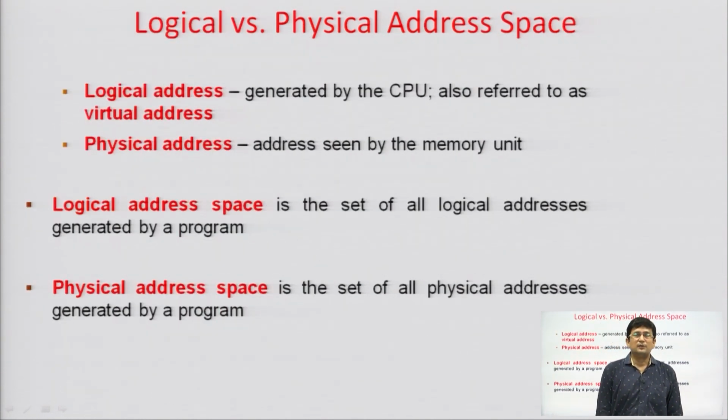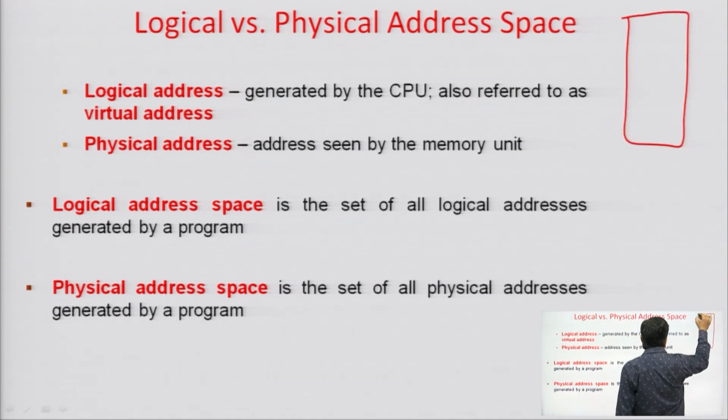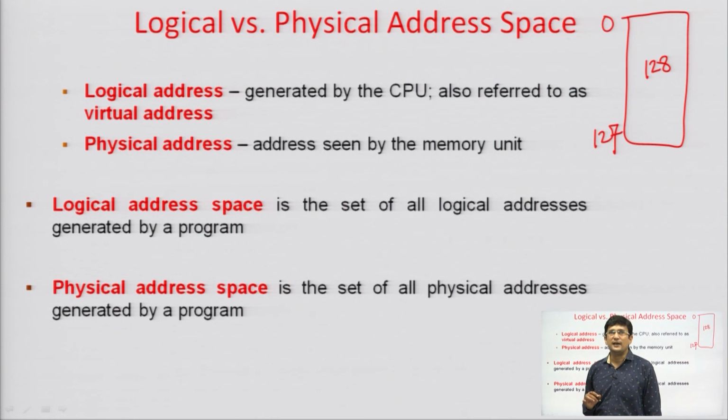Now, we have discussed the logical and the physical addresses in the last lecture. Just a quick recap of this. The CPU references an address considering that 0 is the first address of your process. It means if this is a process, and let us say it has 128 instructions, then 0 is the address of the first instruction and 127 will be the address of the last instruction.